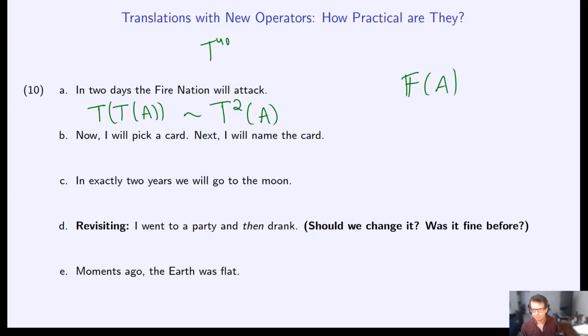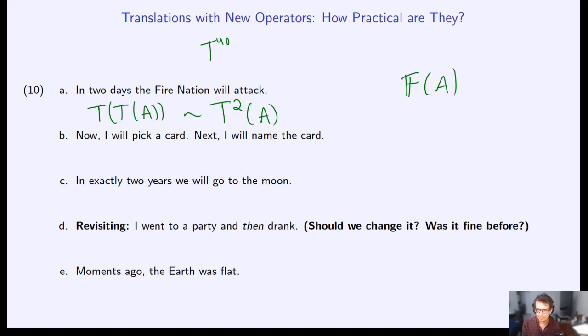Okay, so actually, the tomorrow operator is pretty useful because we can do a lot better than just saying, in the future, something will happen. We can specify a certain time period. Now, the next sentence, well, let's see how we can do this.